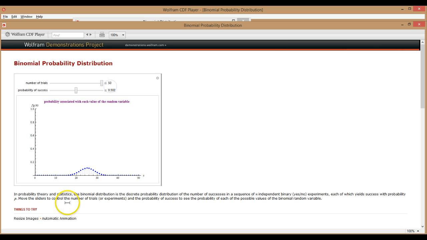So if we're at 50 right now, it looks approximately normal, right? This is where we're coming from when we say that when n is large for a binomial distribution, then it's going to look like a normal distribution. And that's the definition of normal distribution. When you increase the number of trials to infinity, then you will get a normal distribution.